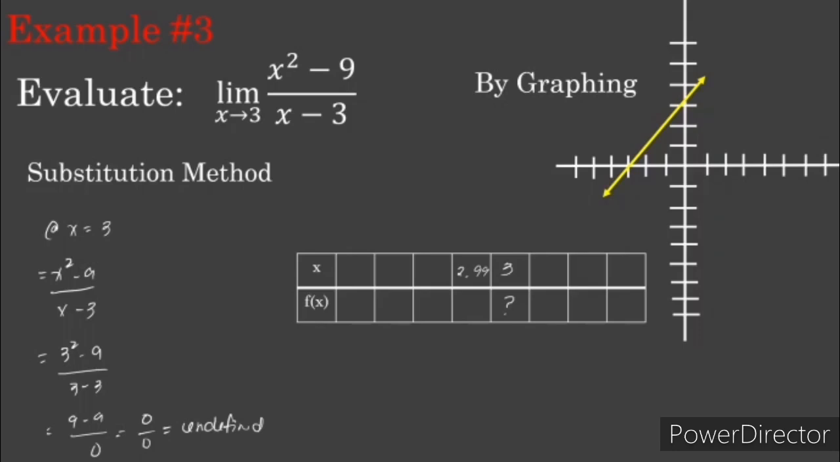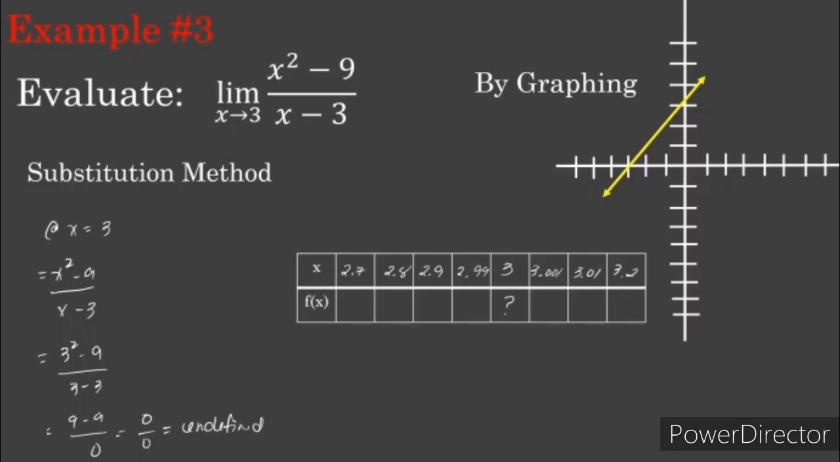Pwede tayong maglagay dito ng 2.99, pwede rin yung 2.9, 2.8, and 2.7. Then afterwards, pwede na tayong maglagay dito ng 3.001, 3.01, and 3.2. Okay. Kahit ano, basta yung number natin ay papalapit kay 3. Kapag sinubstitute natin yung mga values na yan, ano yung magiging value ng function natin?